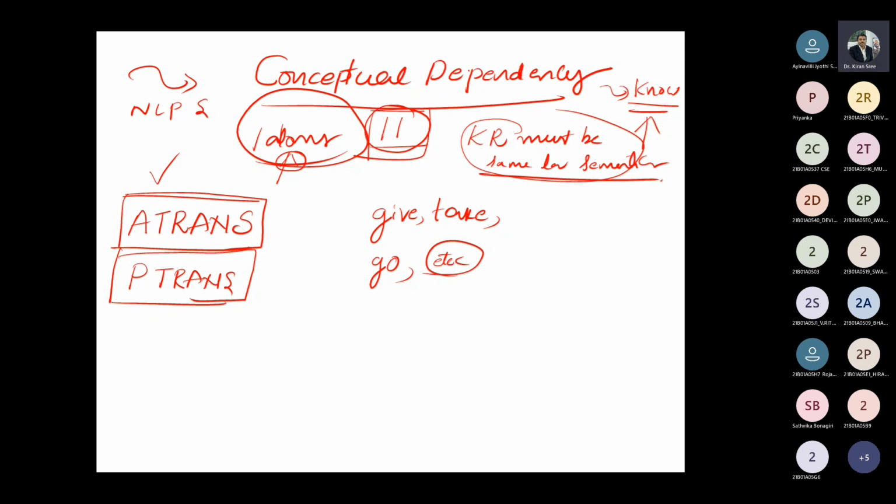So if I am giving something, I'm taking something, there is some output, a benefit or a loss, then I go for A trans. When I am moving from one place to another, there is a change in place, then I go for P trans. And there is something called M trans. All these are primitives that are used in conceptual dependency to represent knowledge. This is what we need to understand.